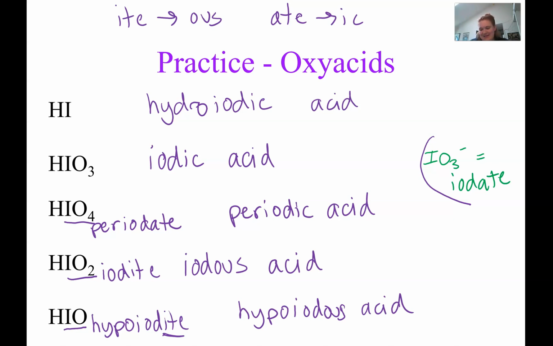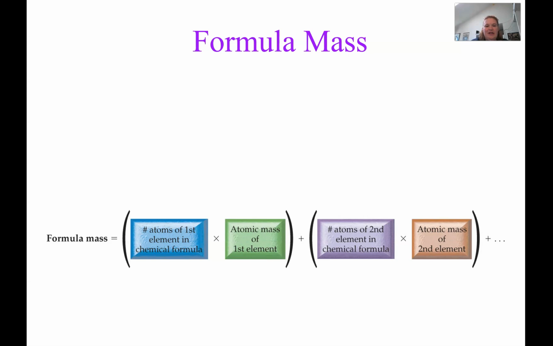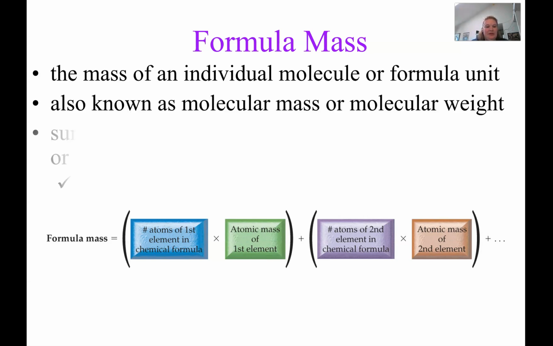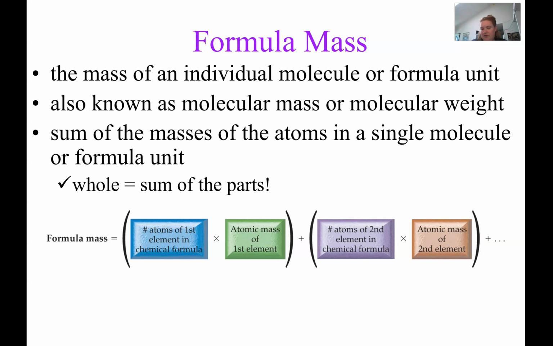All right, that is the end of naming. We have one last topic in this chapter, and that is formula mass. So there's a tiny bit of math in this chapter. We can't get through a chapter of chemistry without a little bit of math. And the formula mass is the mass of an individual molecule or formula unit. And so to calculate it, we're adding up all of the individual pieces.